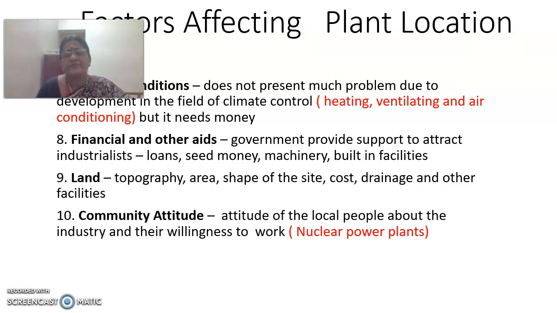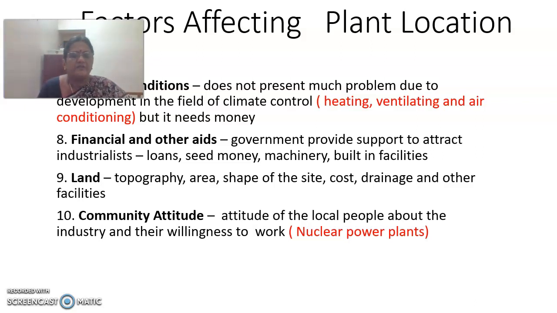The next one is financial and other aids. The governments are providing support in order to attract the industrialists in the form of giving loans, seed money, machinery, built-in facilities. That also you can consider while deciding the plant location. The next one is land. The topography of the land, the area, the shape of the site, the cost of the land, drainage and other facilities have to be considered, because in that place only we are going to construct our factory building.